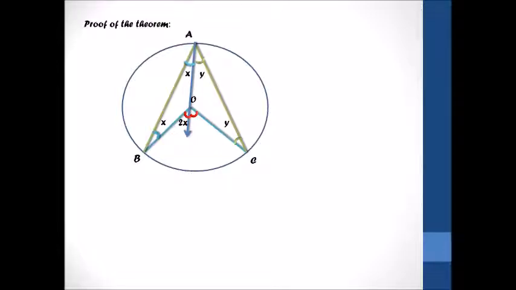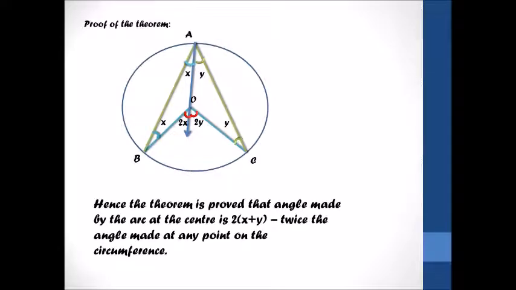Similarly, in the triangle OAC, OA is equal to OC, hence the equal angles are taken as y. Similarly, the exterior angle formed outside the triangle AOC will be 2y. Hence, the theorem is proved that the angle made by the arc at the center is twice the angle made at any point on the circumference.